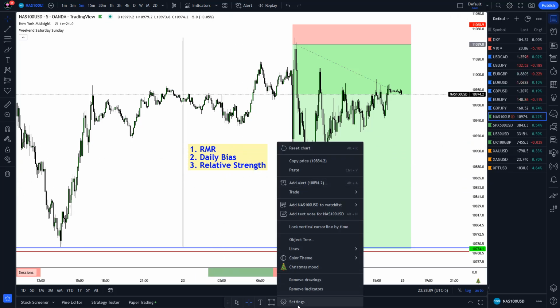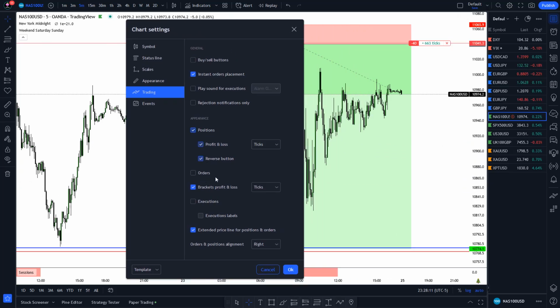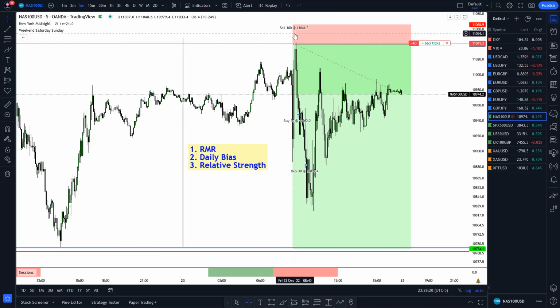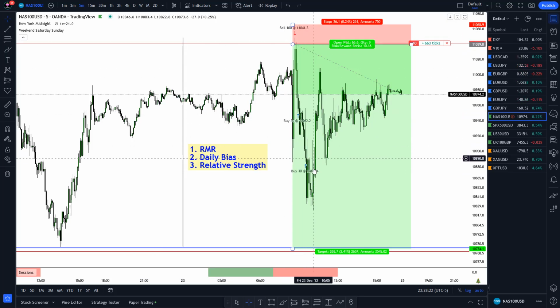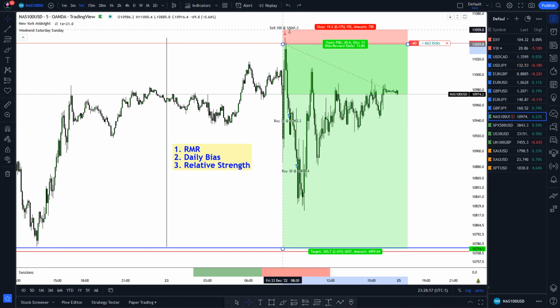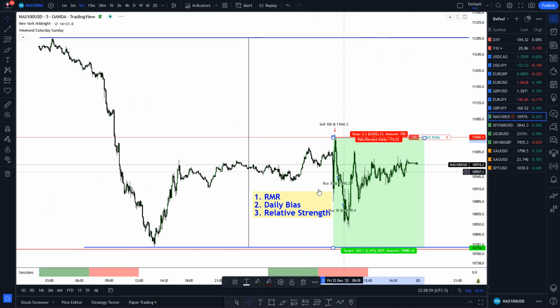But before I do, I'll just turn on my executions and the labels, where you can see where my entry took place, where I've taken a few partials along the way, with my stop loss reduced to break even, and I've got my final part of my position running to my final objective.